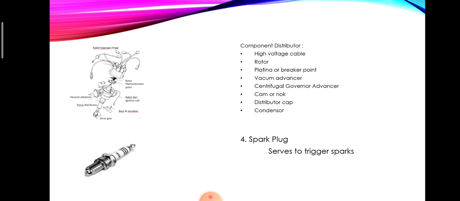The distributor has several components consisting of 1. High voltage cable, 2. Rotor, 3. Platina or breaker point, 4. Vacuum advancer, 5. Centrifugal governor advancer, 6. Cam or knock, 7. Distributor cap, 8. Condenser. Component 4. Spark plug. Serves to trigger the spark.